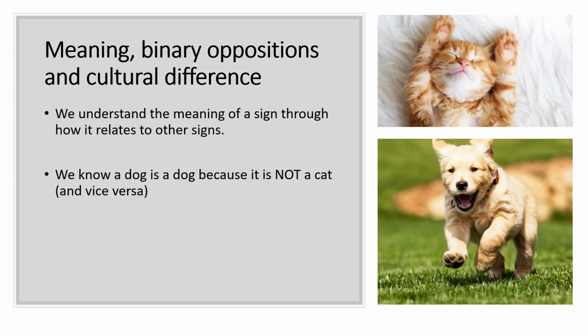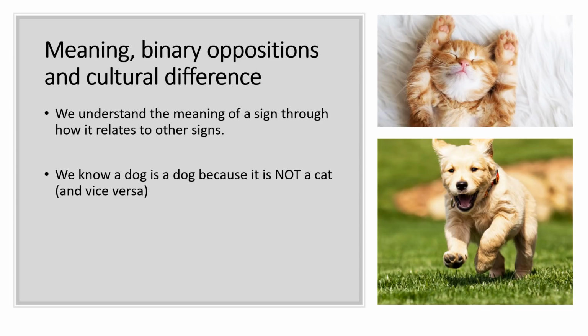So we talk about cats and dogs almost in binary opposition to each other. We know that a dog is a dog because it is not a cat, and we know that a cat is a cat because it is not a dog. So there we have the idea of binary opposition.